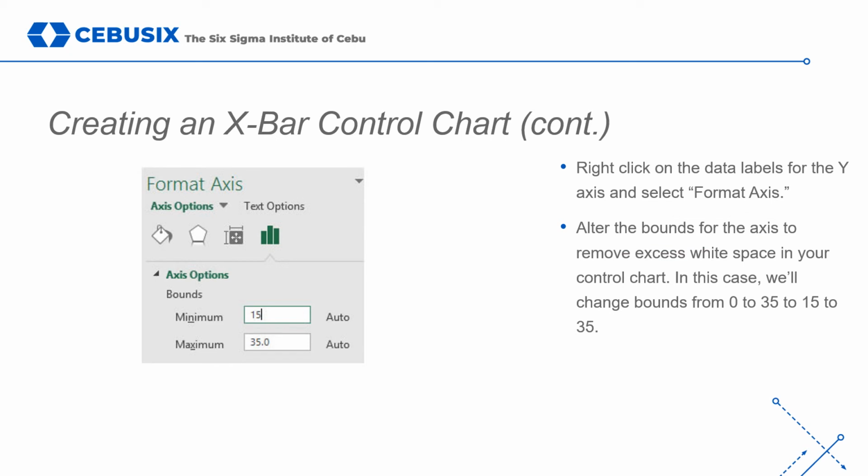Start by right-clicking in the data label for the y-axis and choose the option Format Axis. Here, you will be able to alter the bounds of the axis in order to remove excessive white space that is located below the lower control limit. That space is a waste, so we can remove it by adjusting the bounds minimum from 0 to 15. Since the top looks fine, you can leave it alone, or to make it appear more even, you could increase it to 37 or 38. This would give you an equal amount of white space above and below the chart.